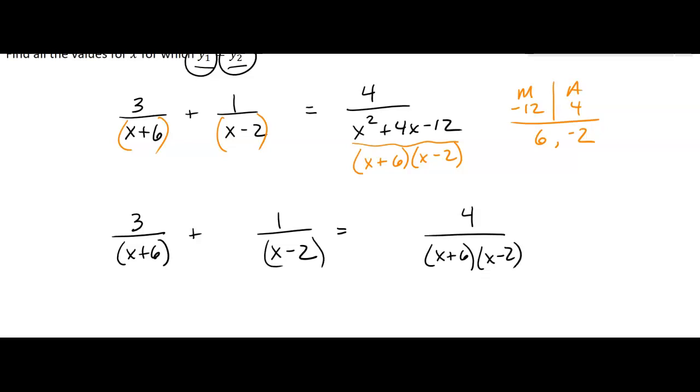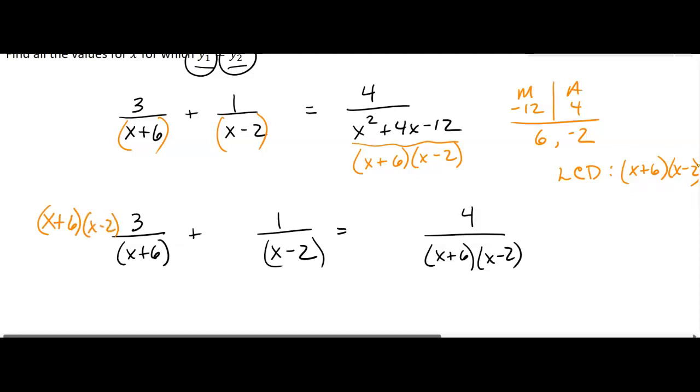All right, what is the LCD? Well, look at all your denominators, and what do you have to have? You have to have an x plus 6, and you have to have an x minus 2. Do you need anything else? No, because you only have one factor of x plus 6 in any denominator, and you only have one factor of x minus 2 in any denominator. So I will multiply by x plus 6 times x minus 2. Squeeze it in there.